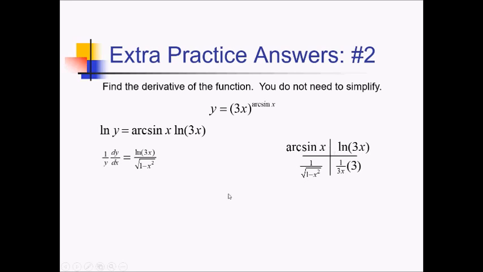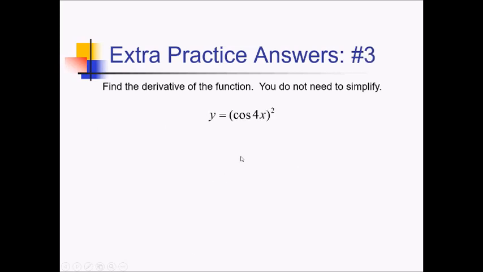3's will cancel there. Now we have to isolate dy over dx, so we do that by multiplying both sides by y. That gives us all of this stuff in the parentheses with a y outside. And they didn't say to put it in terms of x, so you could actually leave the y there. But if you wanted to, you could replace y with 3x to the arc sine of x.